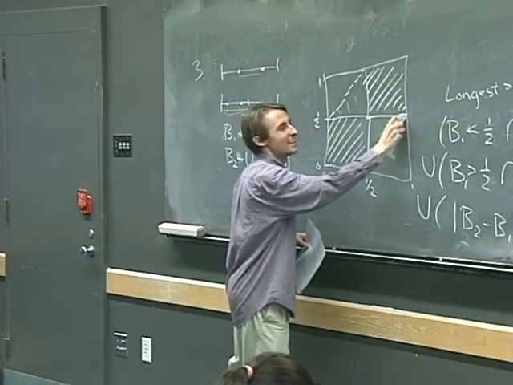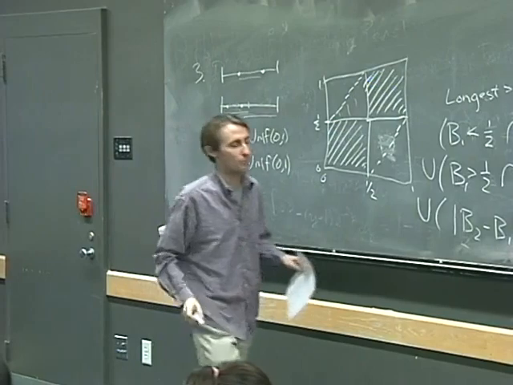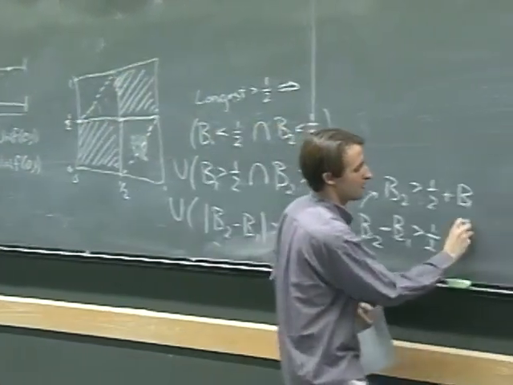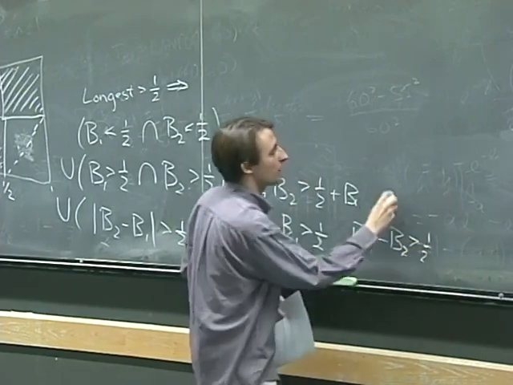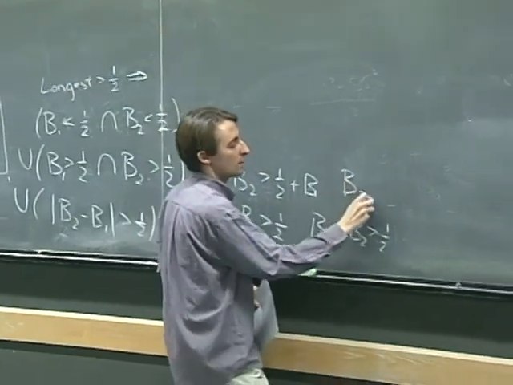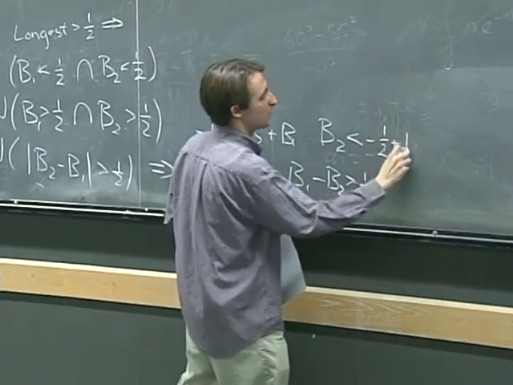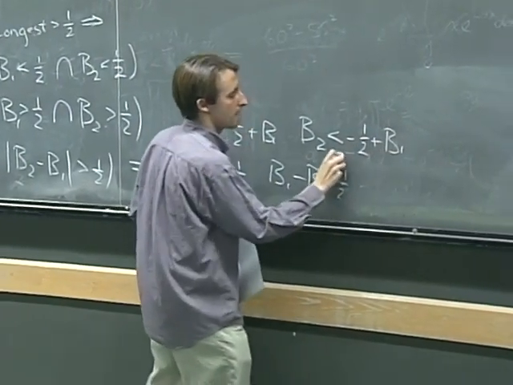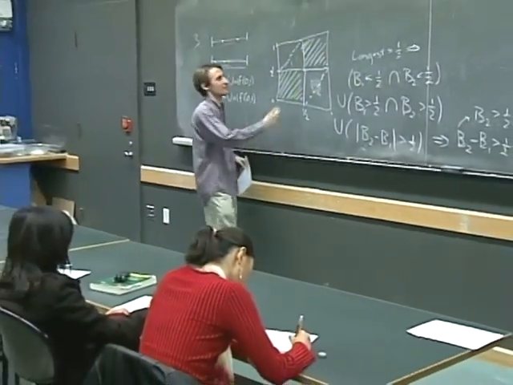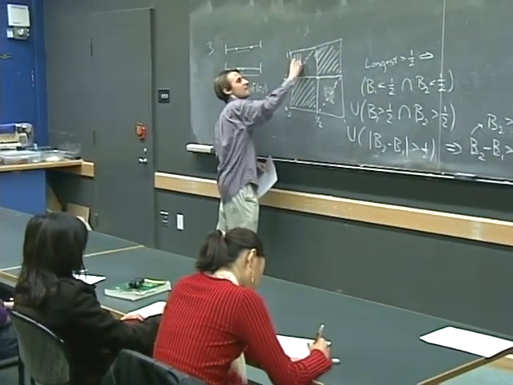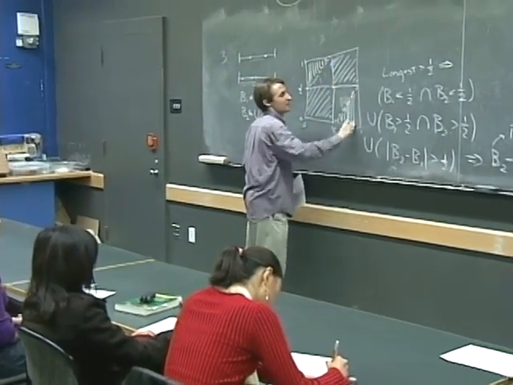Okay, and then the other line, if you work it out, is there. And where does that line come from? Well, it comes from B1 minus B2 being greater than a half. And we end up with B2 being less than negative a half plus B1. You can work that out. Flip a few sides. This area is shaded, this area is shaded.